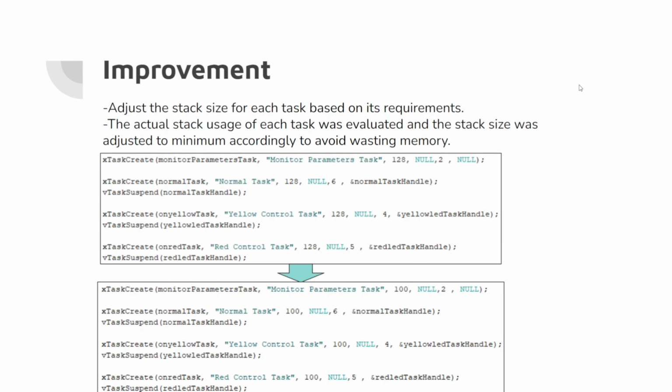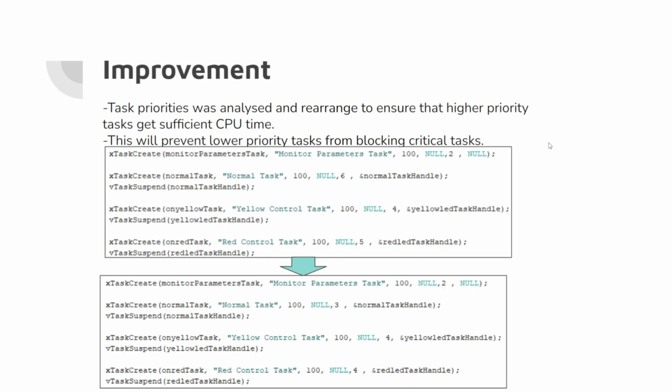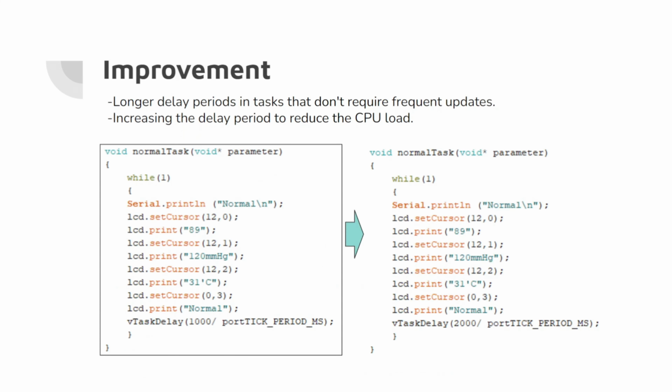The possible improvement that we can think of is to adjust the stack size for each task based on each requirement. The extra stack usage of each task was evaluated and adjusted to the minimum accordingly to avoid wasting memory. The next improvement is that the task priority was analyzed and rearranged to ensure that higher priority tasks get sufficient CPU time. This will prevent lower priority tasks from blocking critical tasks. The last improvement is a longer delay period in tasks that don't require frequent updates. Increasing the delay period reduces the CPU load.